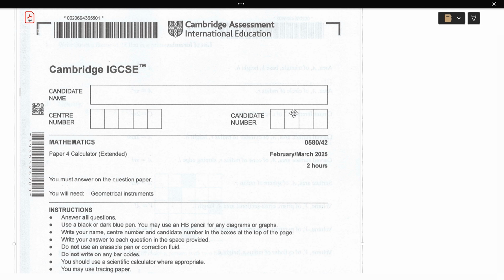Yeah, we are doing February March 2025 058042 paper. Okay, so let's go for the first question.